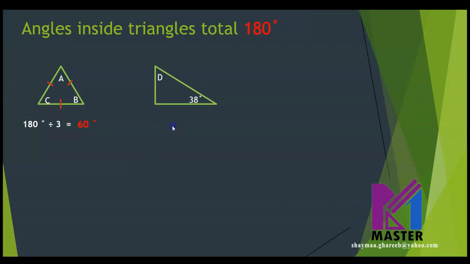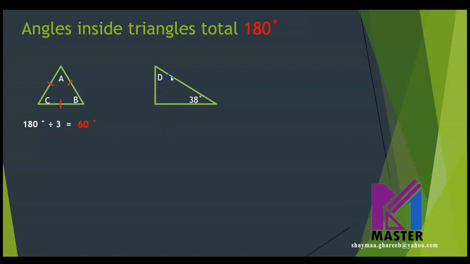Now look at this triangle here. What do you notice about this triangle? One of the angles is 38 degrees. This angle is called the angle D. And what about the third angle? It is a right angle, which means it is 90 degrees.